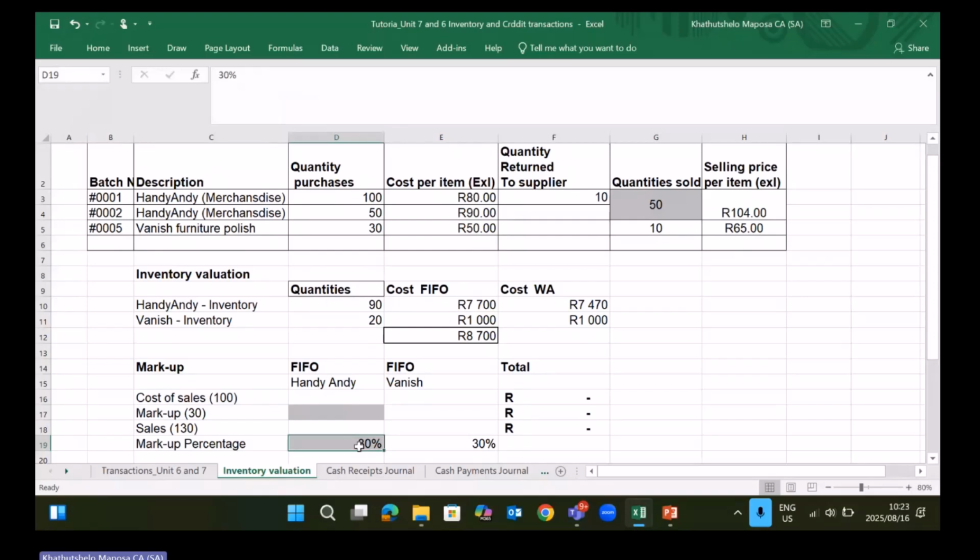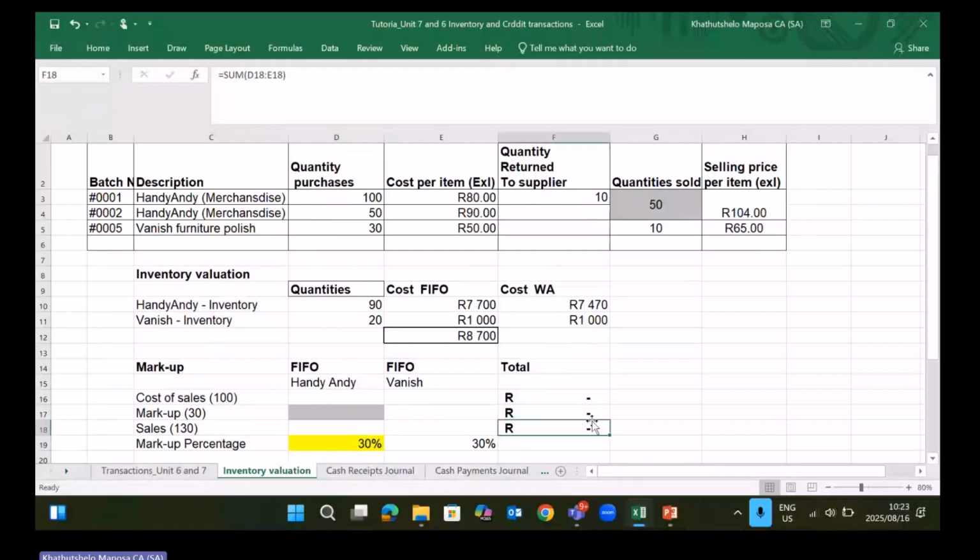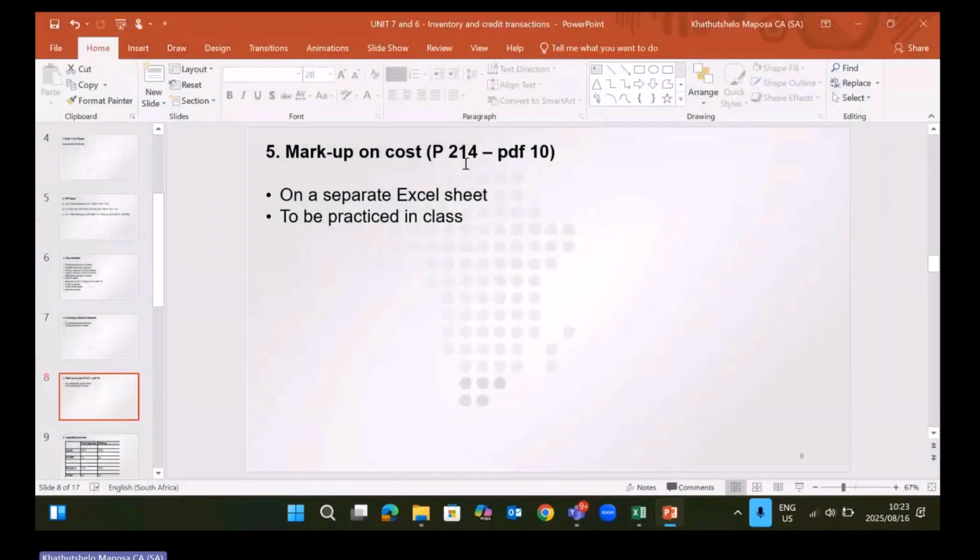If we were to assume that our markup is 30%, it means when we are calculating the cost of sales, let me mention this on page number 214 or PDF page number 10 of your study guide material. That's where you will find what I've just plugged here. You will find the further detailed explanation on how the markup on cost works.